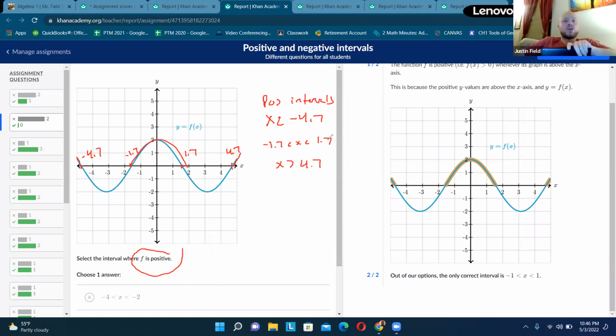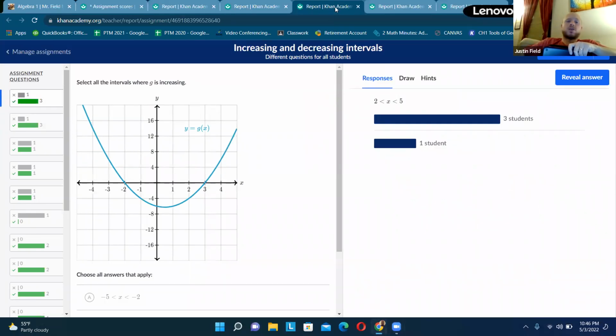So if there's any smaller intervals, then we can choose like -1 to 1. Well, yeah, -1 to 1 is positive. That's within the interval -1.7 to +1.7. So you could do it. Have fun with that one. And some of your classmates have already earned 100% in it. And the last assignment, increasing and decreasing intervals.